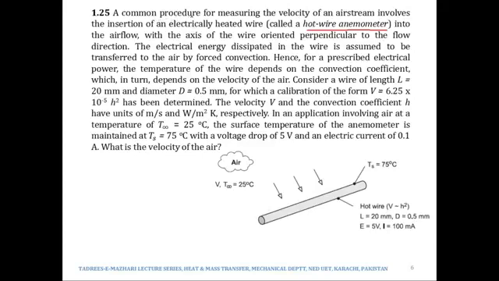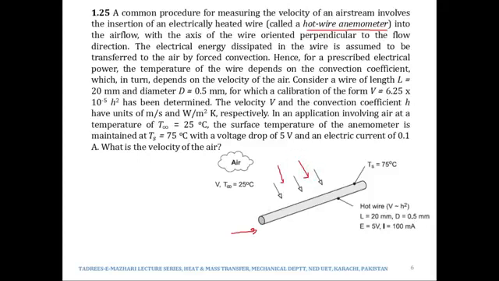So a common procedure for measuring the velocity of an air stream involves the insertion of an electrically heated wire. So this is the wire that we see over here, into the airflow with the axis of the wire oriented perpendicular to the flow direction. So the air would be flowing perpendicularly over the wire. So if this is the wire, this would be the direction of the flow of air.